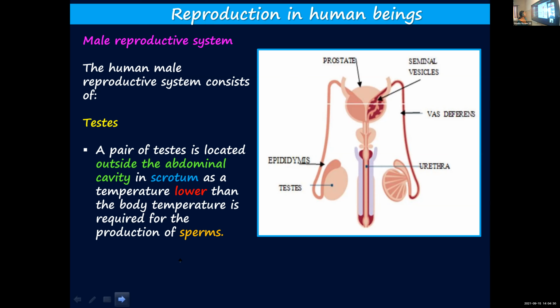So once again, in human males, the reproductive system consists of different organs. The first one is testis. A pair of testes are present, and these testes are placed outside the abdominal cavity in scrotum. And why is it placed over there? To maintain the temperature lower than the body temperature, because such a low temperature is needed for the formation or the production of sperms. Clear? Yes, ma'am. Okay.